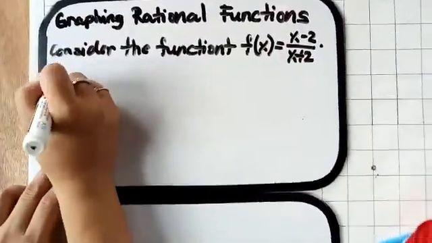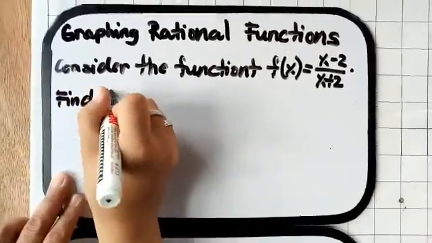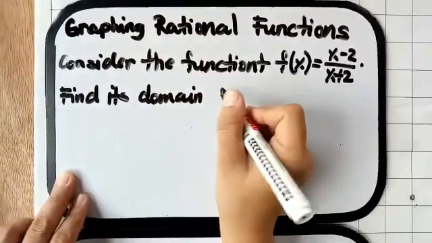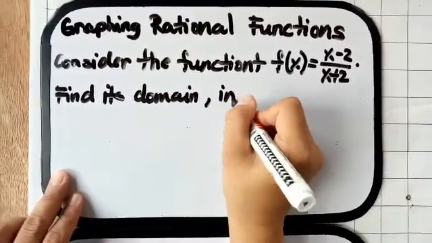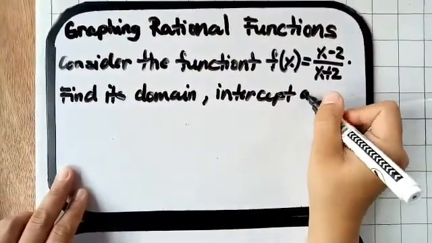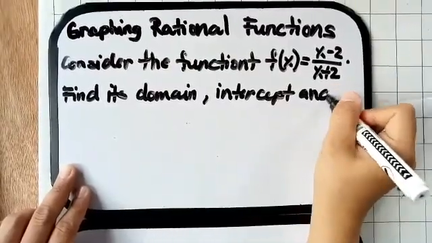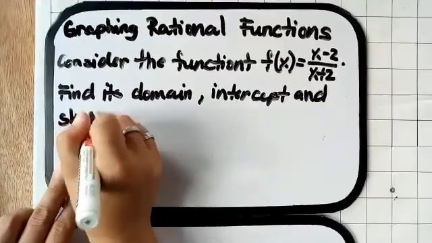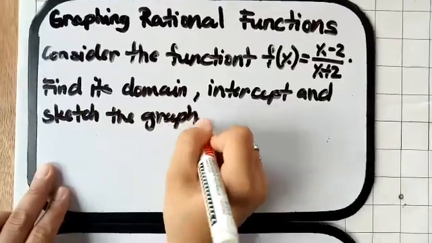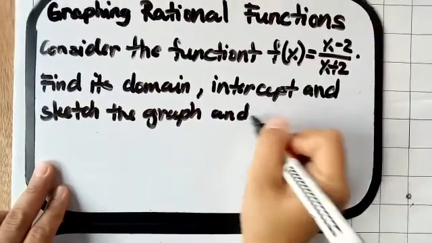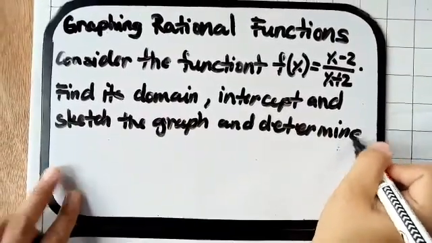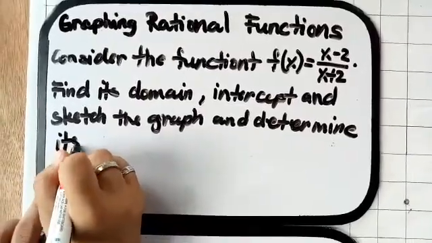So we need to find its domain, the intercept, and then sketch the graph. Then determine what is its range.